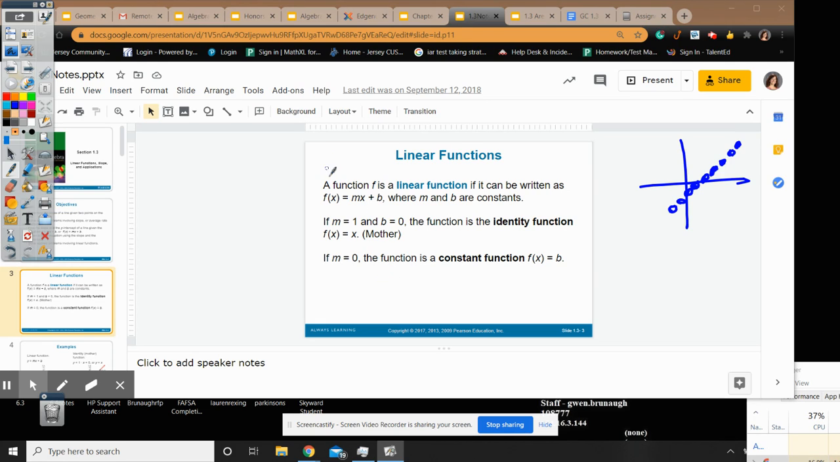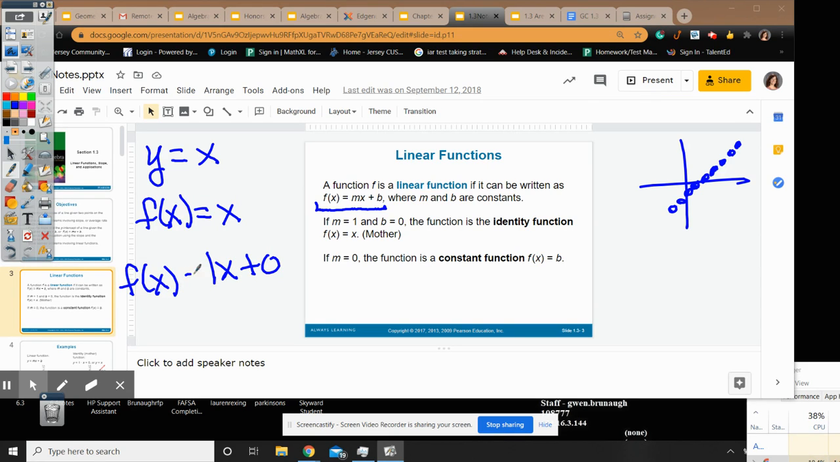And then I asked if any of you remembered, and a few of you did, this idea of mx plus b. This is a shortcut way to graphing. This is called slope-intercept form. And if you have the equation y equals x, or f of x equals x, that's the same thing as 1x plus 0. This is what we call the mother function of lines. It is a line that has a y-intercept of 0 and slope 1.